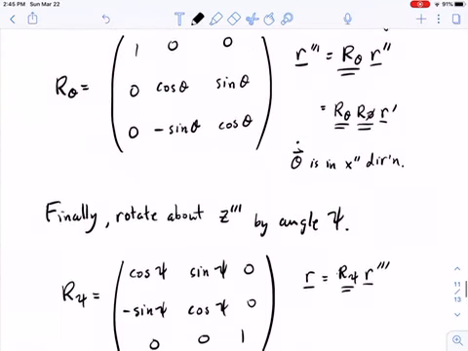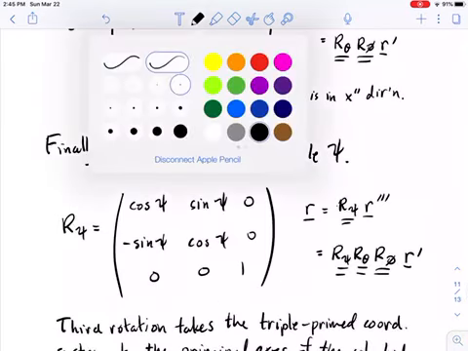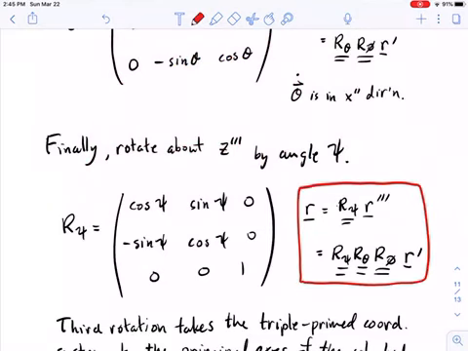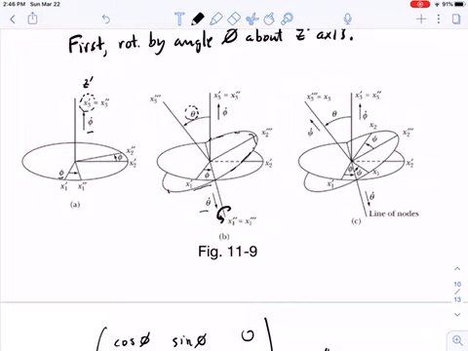Okay, but our triple prime was equal to R theta, R phi, R prime. And so now what we have is a relationship between the body coordinates to the fixed coordinates. And they're related by this product of rotation matrices. To see a picture of what this looks like, we go back to this figure from the textbook. And this third rotation was about the z triple prime axis, and it was a rotation by angle phi.